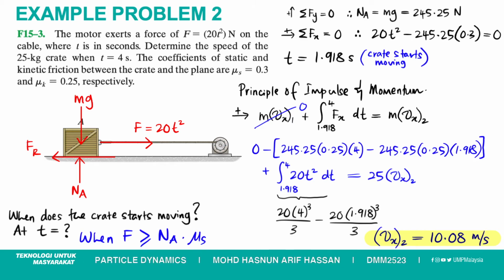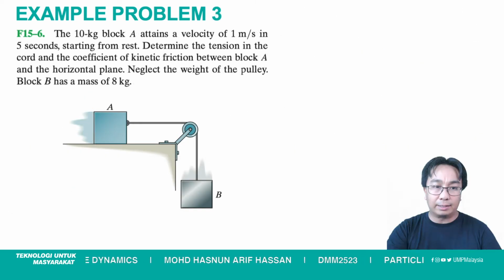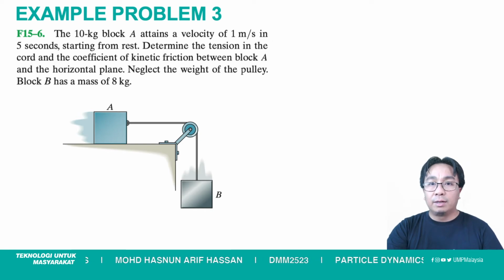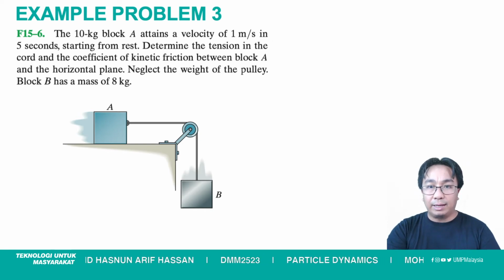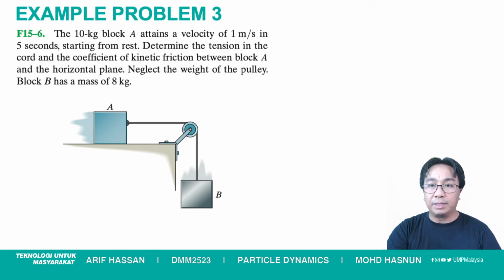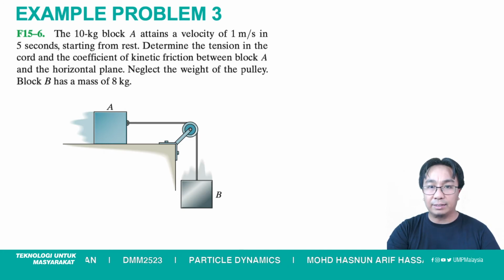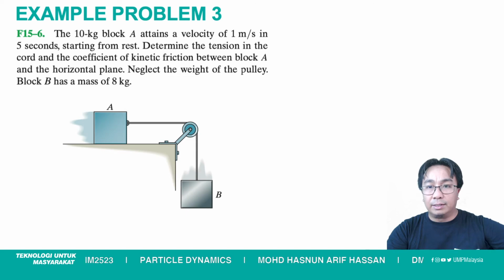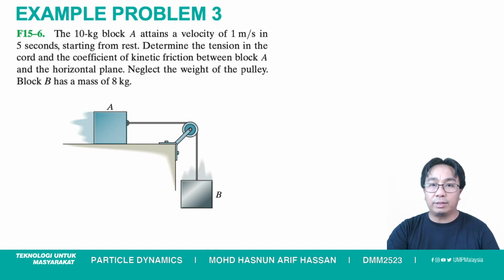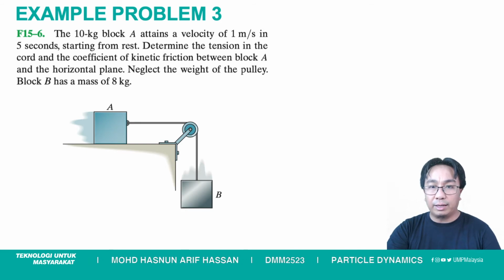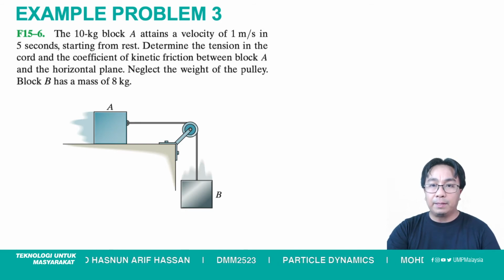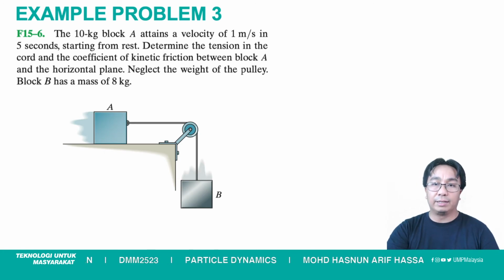Now let's look at the final example. The 10 kg block A attains a velocity of 1 meter per second in 5 seconds starting from rest. Determine the tension in the cord and the coefficient of kinetic friction between block A and the horizontal plane. Neglect the weight of the pulley. Block B has a mass of 8 kg.